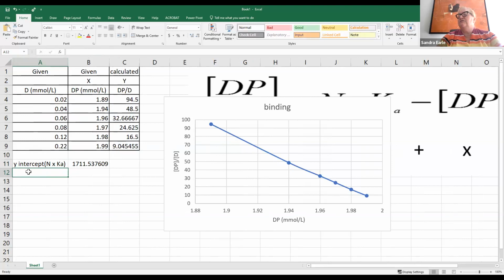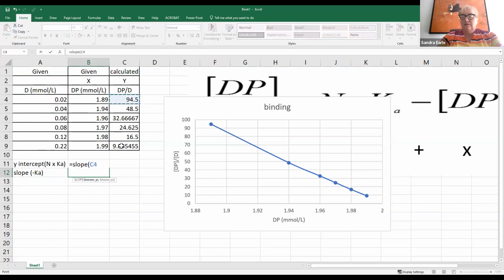And then our slope, which is our minus Ka, we figure that out by saying slope, and then our known y's and our known x's. And again, that's negative, so our Ka in this case is going to be, you can either say the absolute value, or you can just put a negative on there, whatever makes you happy.